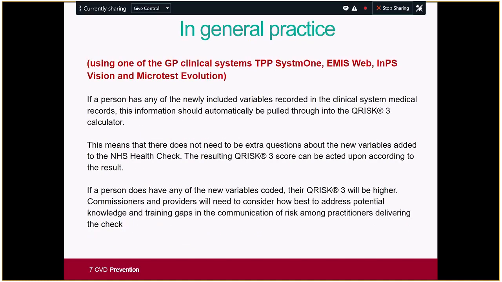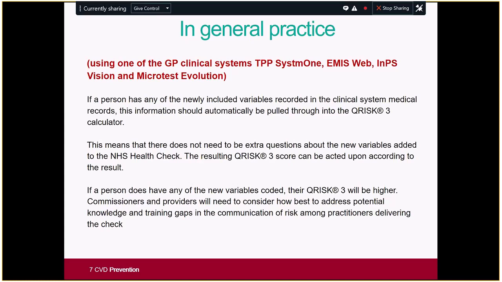What does that mean for general practice? Well, the agreement that we've had, and this is the agreement that's taken quite some time between ClinRisk, PHE and MHRA, is that if any person has any of those newly included variables already coded in their GP system, then this information should be automatically pulled through into the QRISK calculator. That means that the people delivering the health check do not have to ask any of these extra questions, but they will have to act upon the QRISK score that comes through.